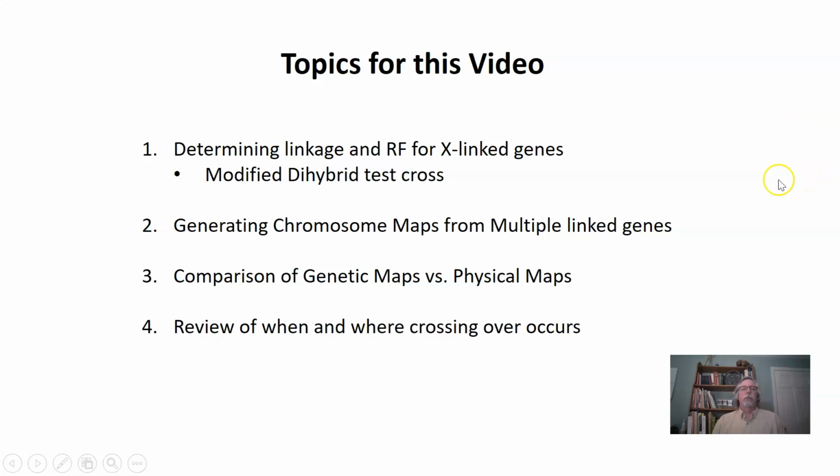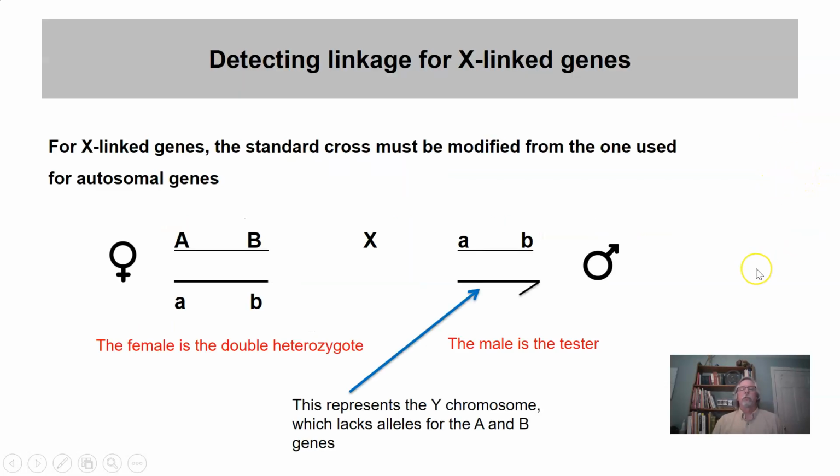So let's start with topic number 1, determining linkage and recombinant frequency for X-linked genes. We can do a dihybrid test cross for X-linked genes to determine linkage, and if linked, determine the recombinant frequency between those genes. We just have to modify the cross a little bit from what we talked about for autosomal genes. Since females carry 2 X chromosomes, the female in such a cross will have to be the double heterozygote. So here we're talking about 2 genes, A and B.